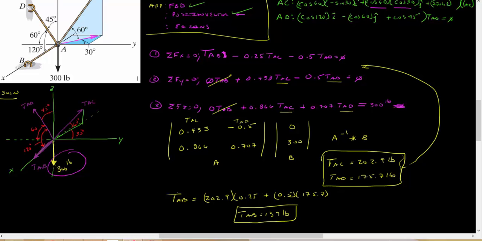So now we've taken what we've learned before in solving for our position vectors, and now all we're doing is using our equilibrium equations to solve for unknowns such as the tensions in a cable or a rope. So I'm going to do one more example.